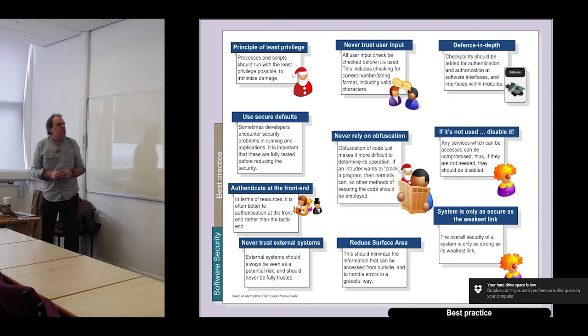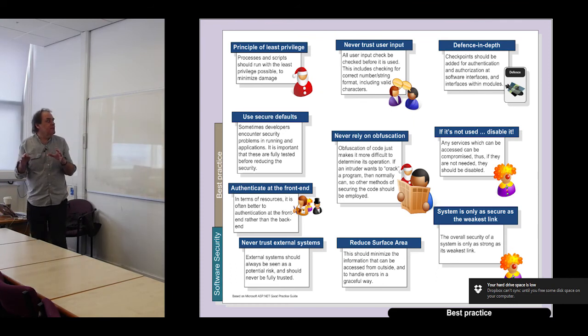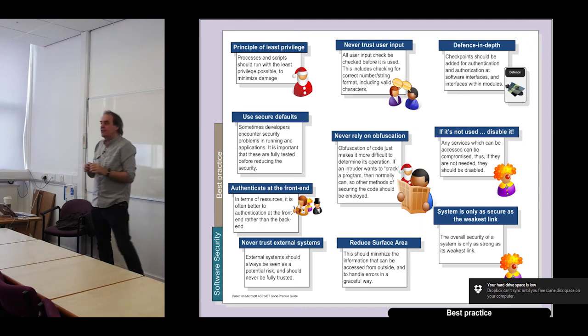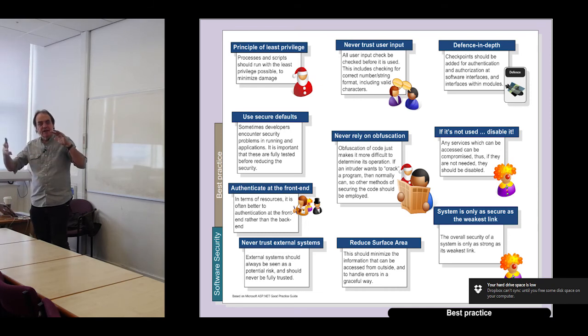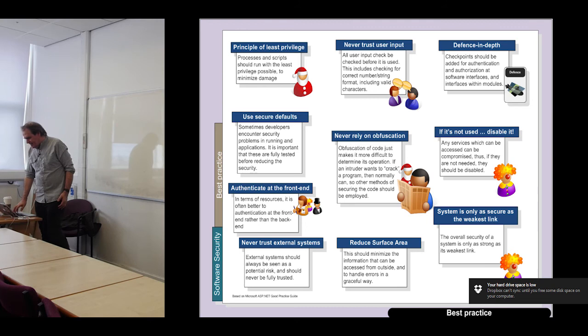Some of the best practices in terms of defining software, and a lot of companies are moving towards this, is the principle of least privilege. Many systems now are defined where you get the lowest level of privilege possible, and if you want to do anything additional, you need to escalate your privilege, and you can only hold on to that privilege for a certain amount of time before you're knocked back down. You should never trust external systems. You should never rely on obfuscation of your code to stop it from being stolen. If it's not used, disable it. It's a very simple process, but if you're running a server, then you don't have ports open if they don't have to be open. Also, a system is only as secure as its weakest link.